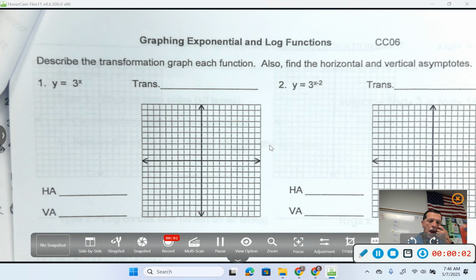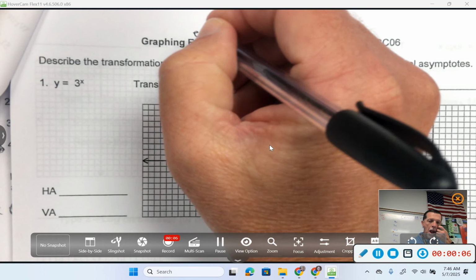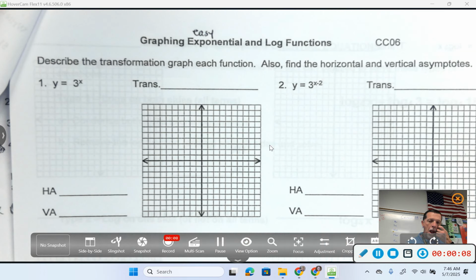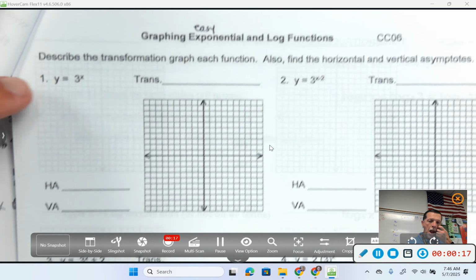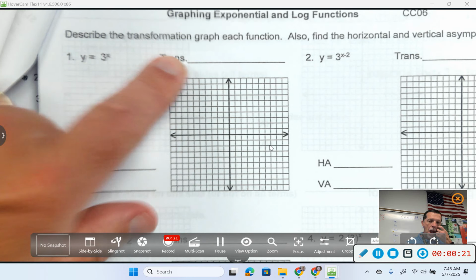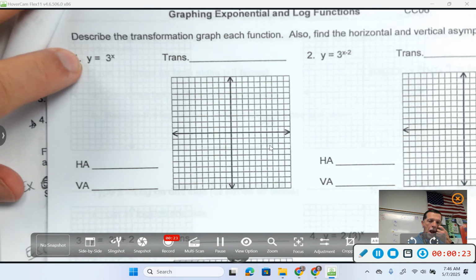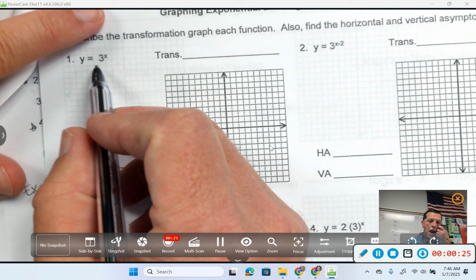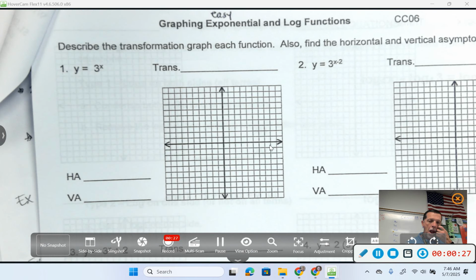All right, graphing exponential and log functions. I would agree that exponent graphing is fairly easy. Yes. Log functions, I would not label that easy. We'll see why in a minute. We do have asymptotes coming up, transformations. Okay, but it's our first time graphing one of these.